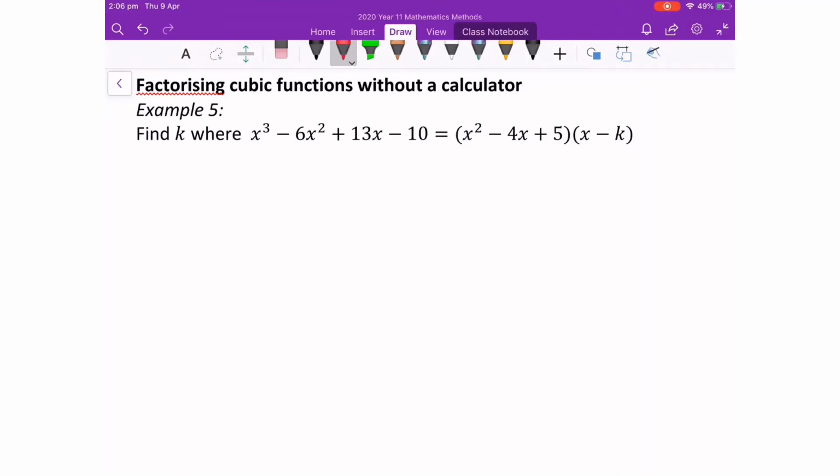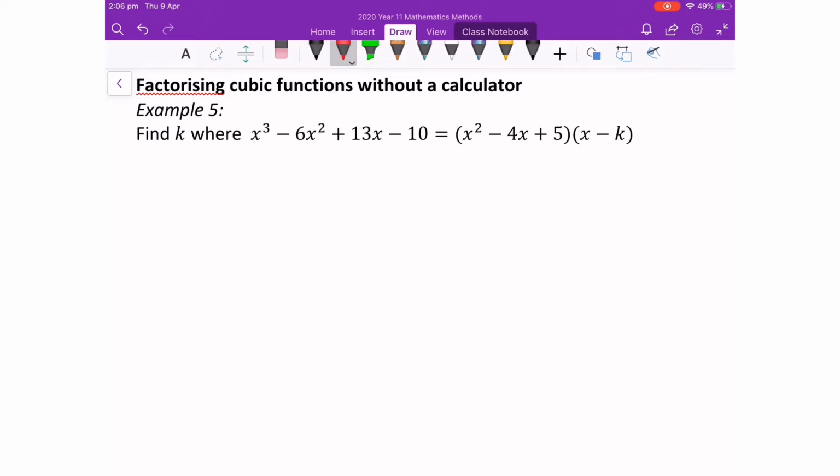In this video, I'm going to be showing you how to factorize cubic functions without a calculator. But for this particular example, I'm going to be showing you an example where there's a value that you just need to find. So they've done most of the factorizing for you. You've just got to do the little bit and find a value within the factorized form.